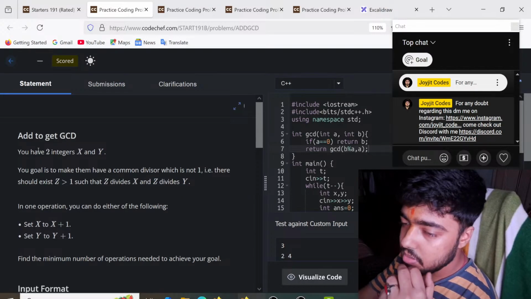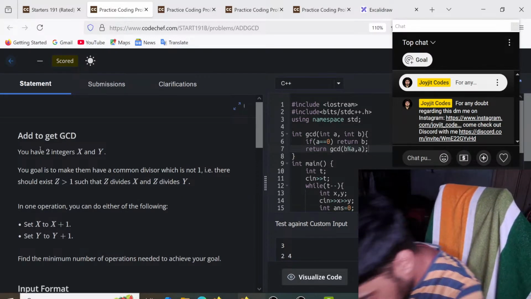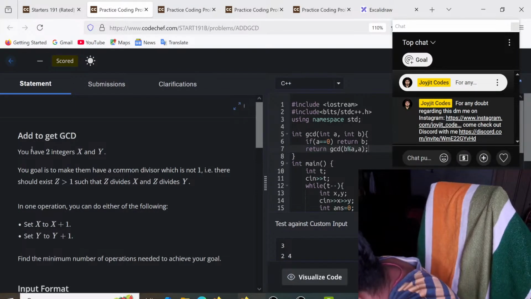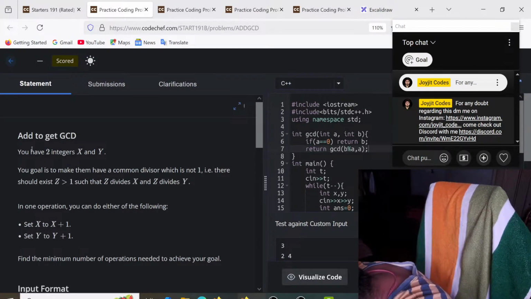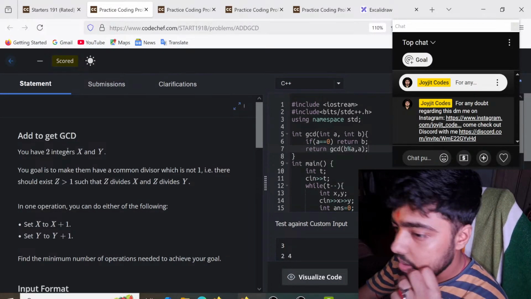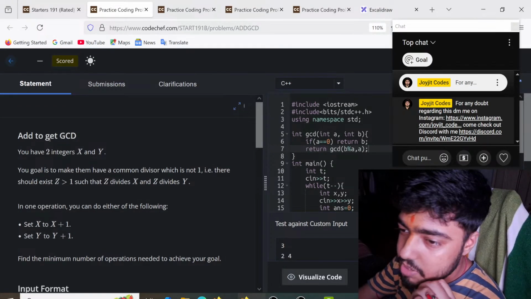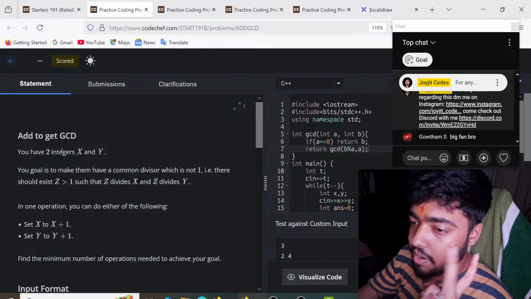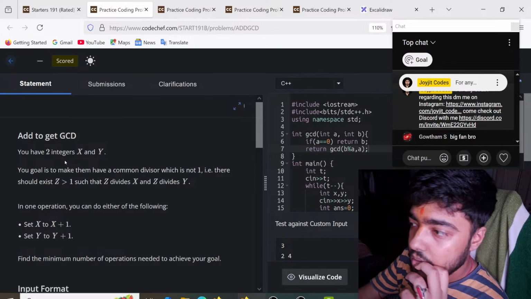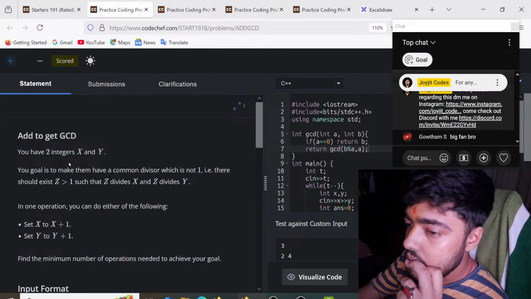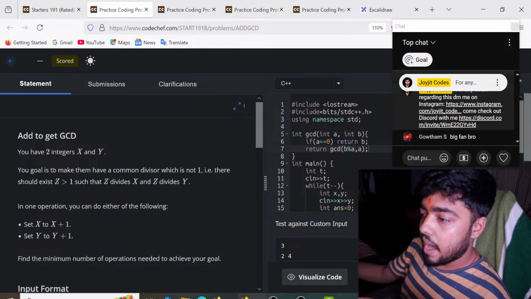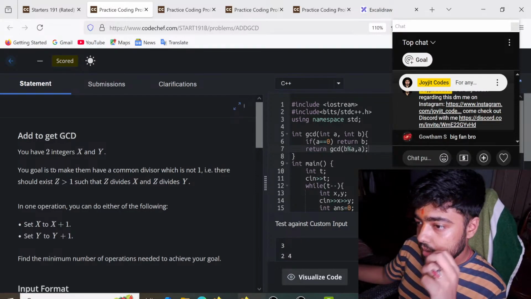Okay, the first problem is Add to Get GCD. I think I should keep the Alexa off. Okay, the first one is Add to Get GCD. You're given 2 integers x and y. Your goal is to make them have a common divisor which is not 1.